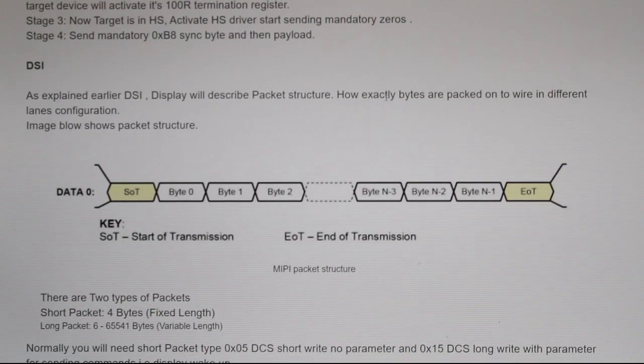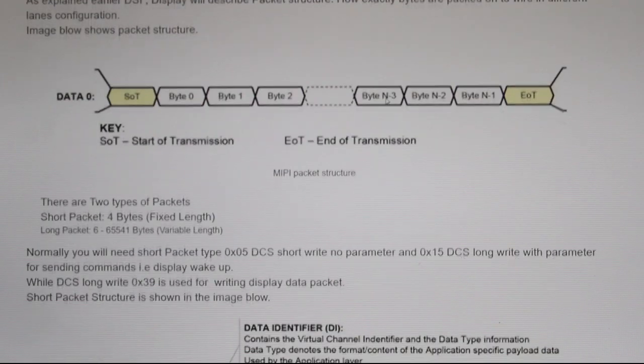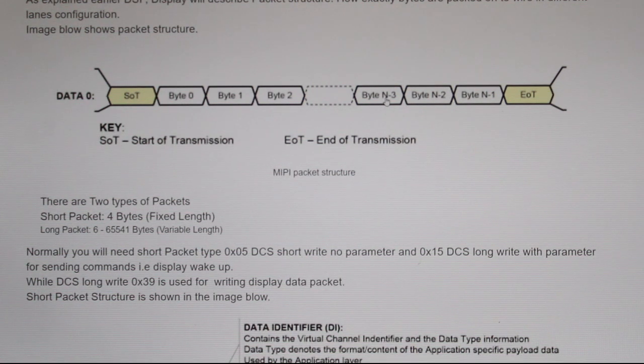DSI defines the byte level information of the packet. There are two types of packets defined by DSI: short packet and long packet. A short packet is a fixed 4 bytes and a long packet is 6 to 65,541 bytes max. Short packets are generally used for sending small commands like waking up the display, turning off the display, shutting down the display, setting the display address, and so forth. And long packets are generally used for sending display data.